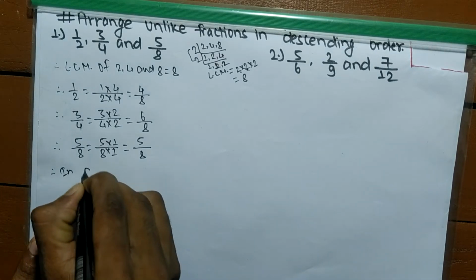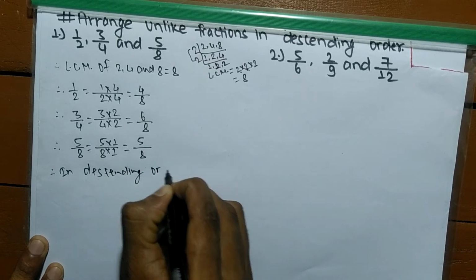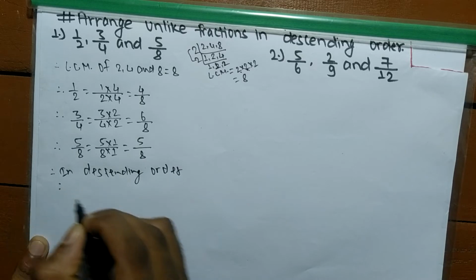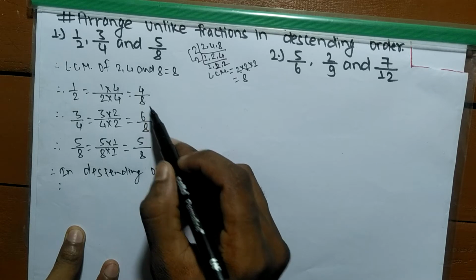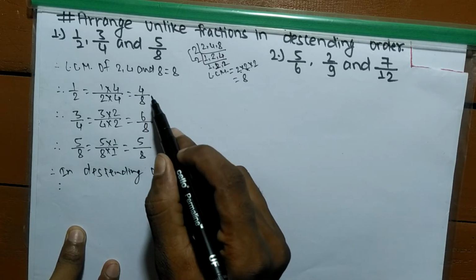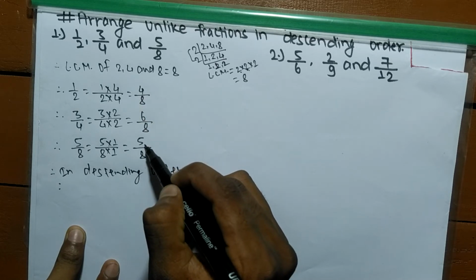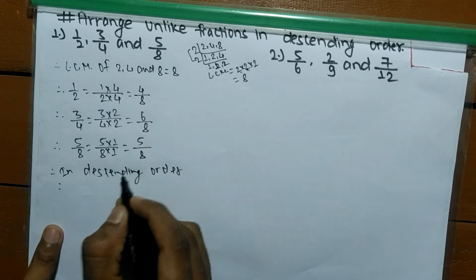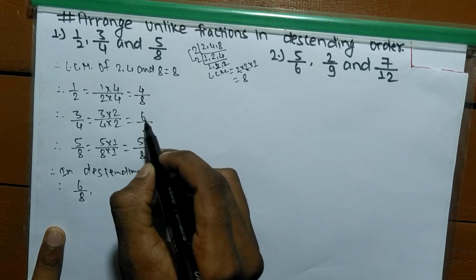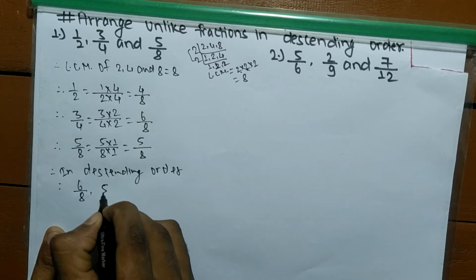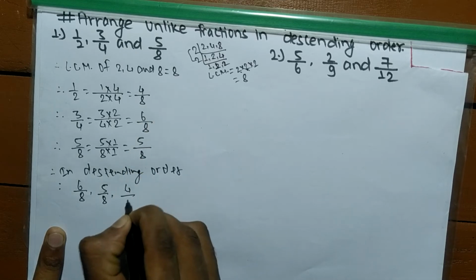In descending order we write from the greater one to the smaller one. So in the denominator we have 8 in all, and in the numerator we have 4, 6 and 5. Among 4, 6 and 5 the greatest one is 6. So it is 6 by 8. After that, the one smaller than 6 is 5. So it is 5 by 8. The smallest one is 4. So it is 4 by 8.